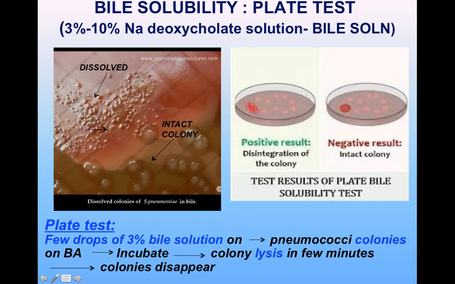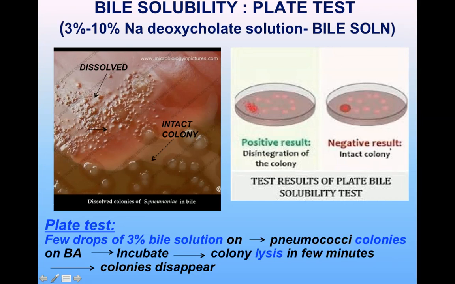and you incubate it for a few minutes, after which you see that there is lysis of the colonies, and the colonies are dissolved by sodium deoxycholate. So this is a positive bile solubility test, which is done for Strep pneumoniae. Again, Strep pneumoniae will give you a positive bile solubility test, whereas viridans will give you a negative test.